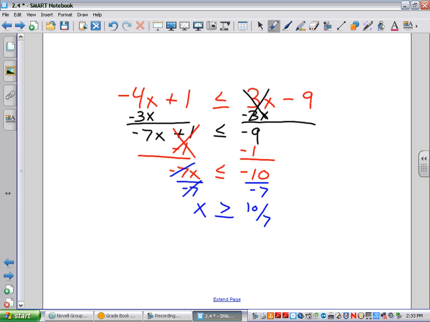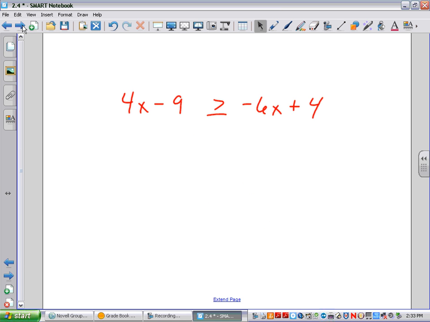So now I have it solved. Graph it, number line, 0, just kind of guess where 10/7 would be. That would be a closed circle because the symbol is underlined and the graph goes out to the right. Let's try another one. Last one. Hit the pause button. Try it on your own first.